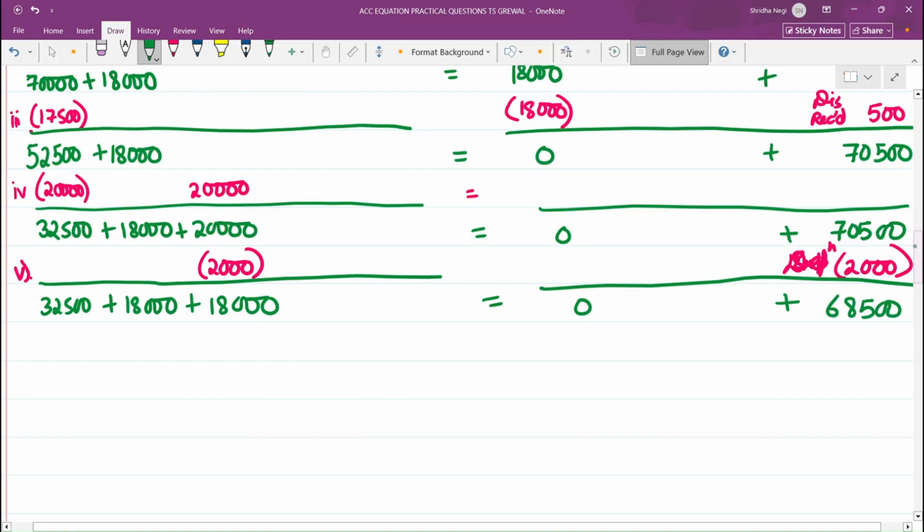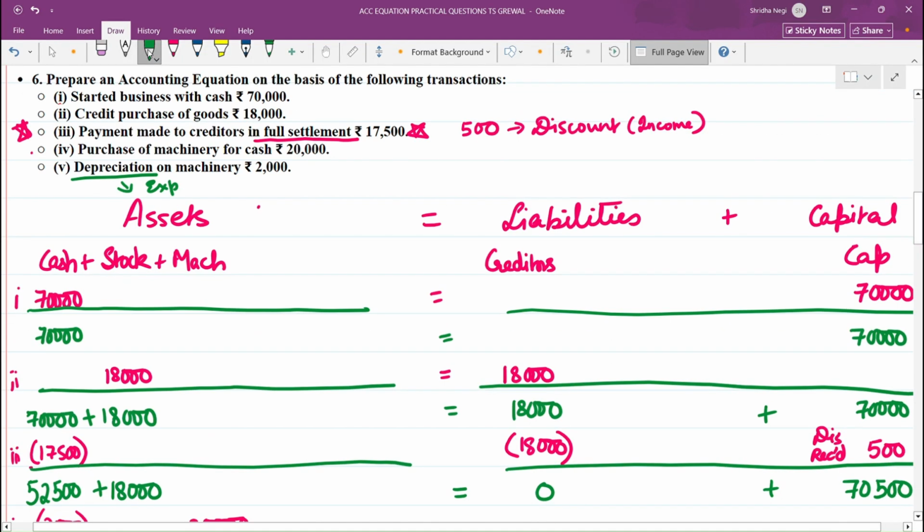68,500. Now let's see ये वाला total. यहाँ पे 500, 8, 8, 16, 17, 18, 3, 4, 5, 6. 68,500. Here also the total is 68,500. So your LHS is equal to RHS. Understood? So in this question 1, this transaction is different, and this depreciation, which is an expense, will affect the capital account. And this full settlement wala part, be very careful about it.